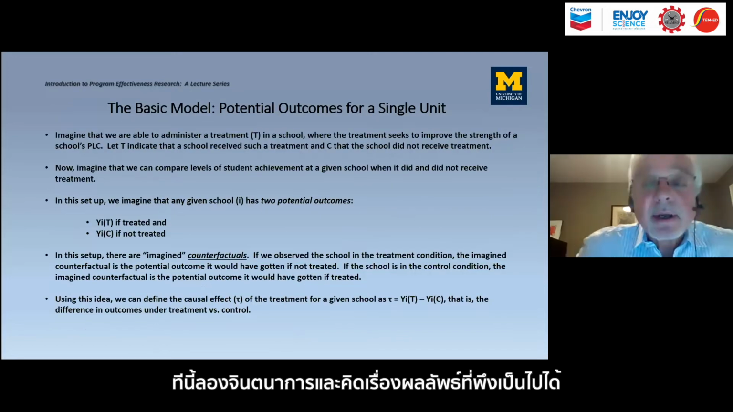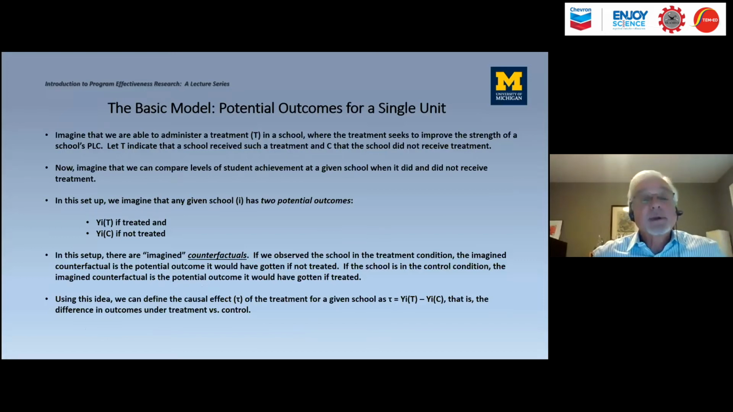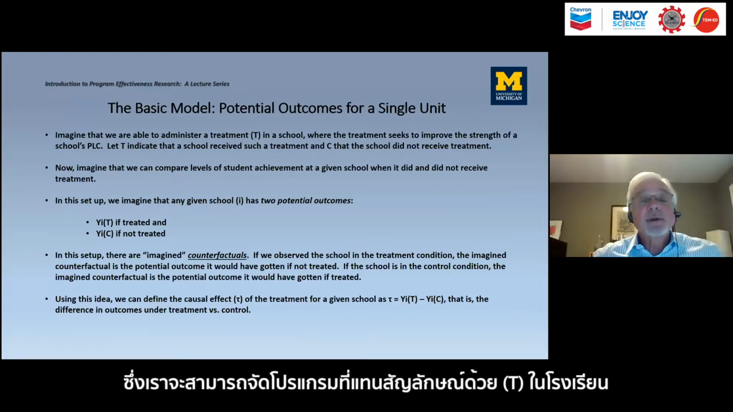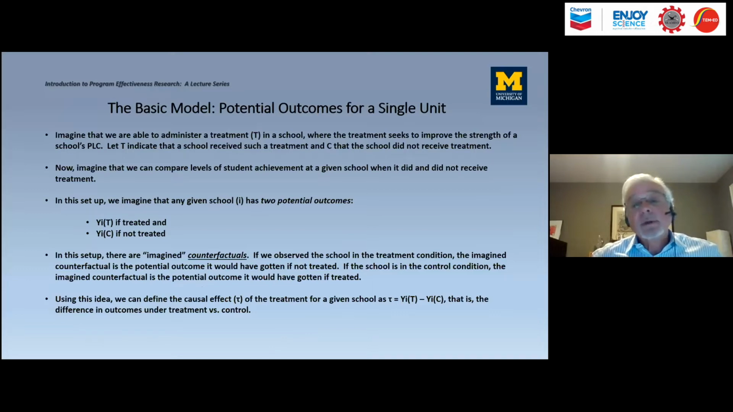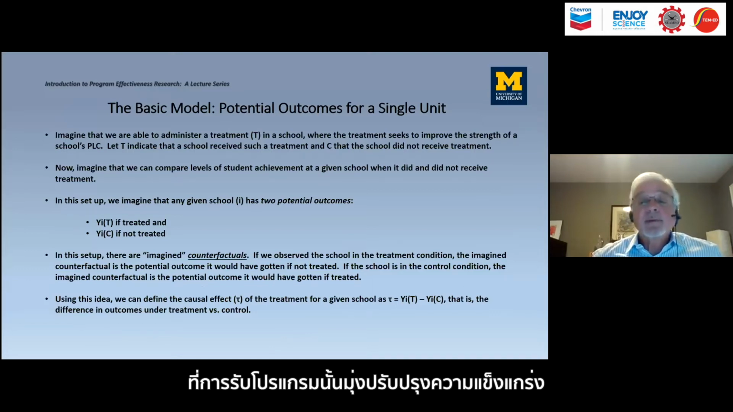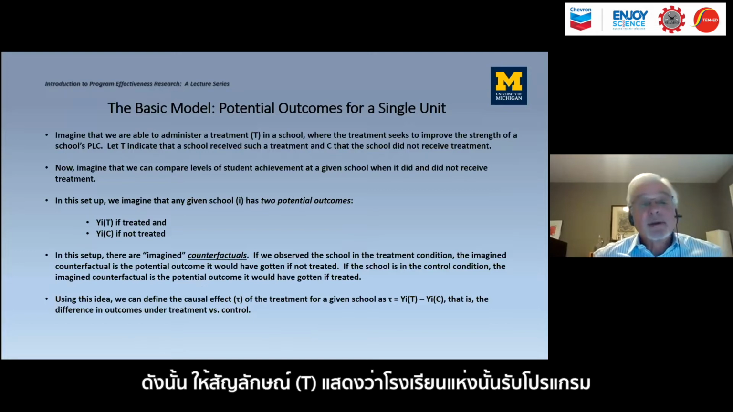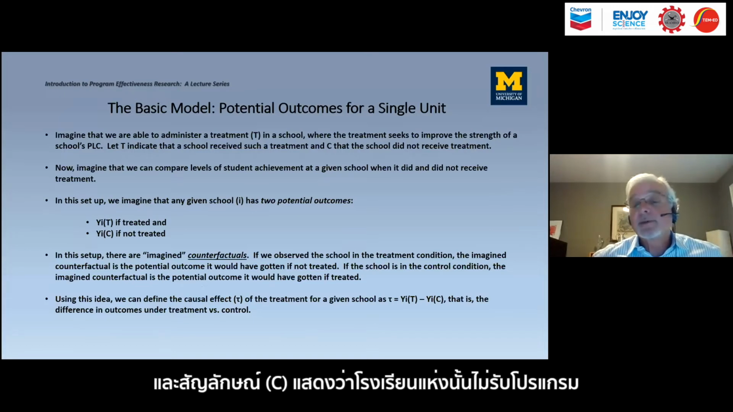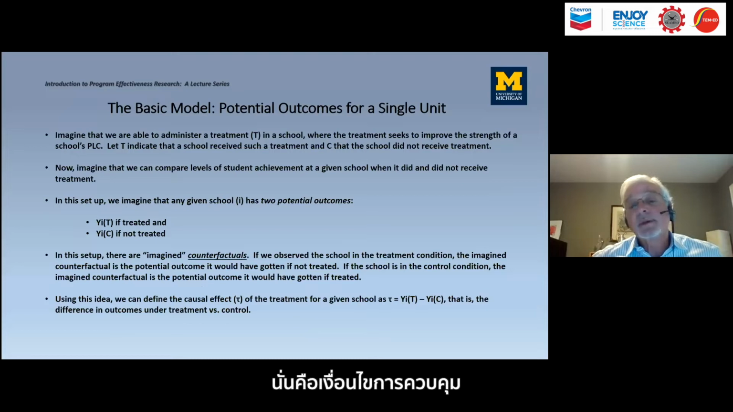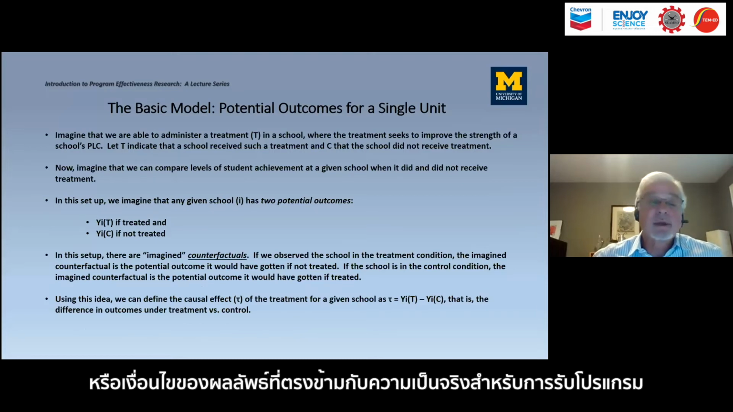Now, imagine, in thinking about the potential outcomes, that we're able to administer a treatment, denoted T, in a school, where that treatment seeks to improve the strength of, say, a school's professional learning community. So let T indicate that the school received such a treatment, and C that the school did not receive such a treatment. It is the control condition, or the counterfactual condition for treatment.